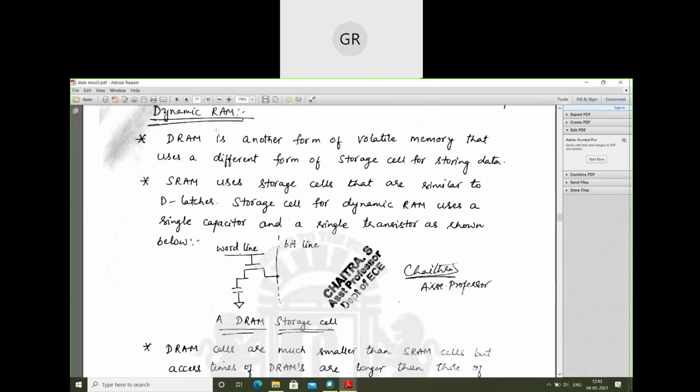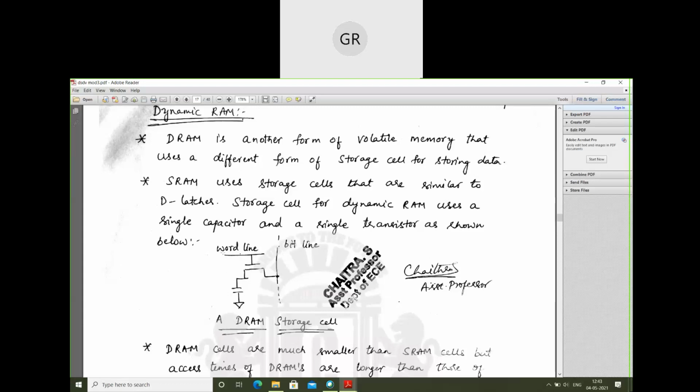Here, this is the schematic diagram of dynamic RAM, which consists of the capacitor for the purpose of charging and discharging. Then here we have the transistor, an NMOS transistor. Here the gate terminal is connected to the word line, and the bit line is connected to either the source or drain terminal. The transistor has three terminals: gate, drain, and source. At the source side, we apply the inputs.